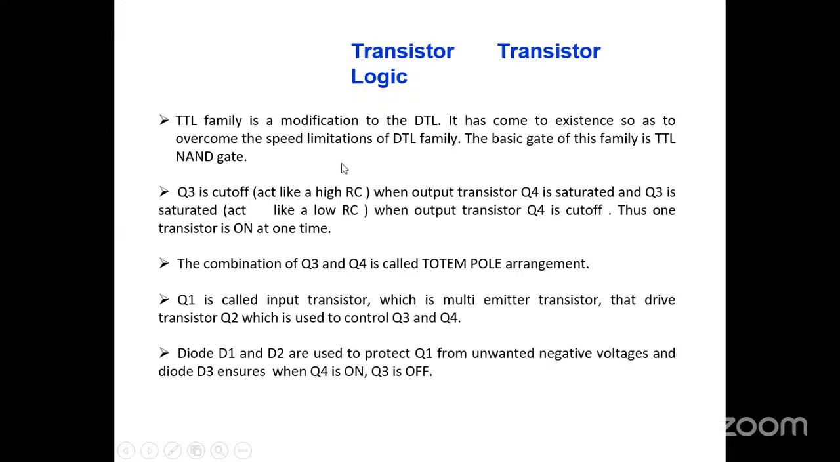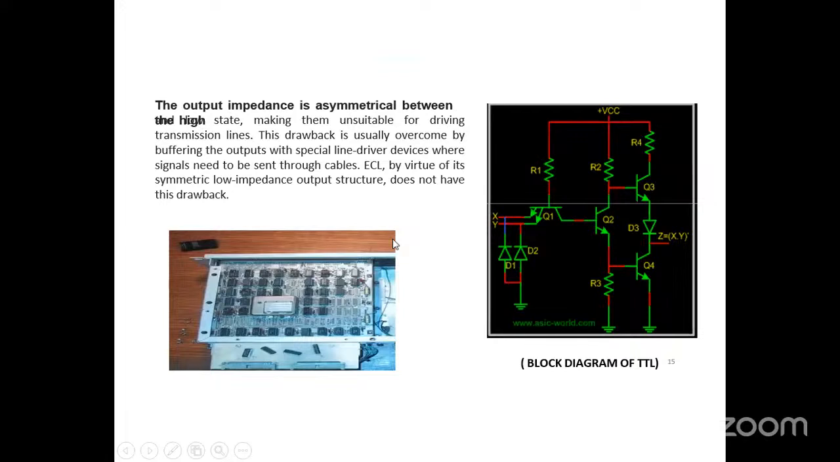Then coming to the transistor transistor logic, the TTL family is a modification of the DTL. It has come into existence so as to overcome the speed limitations of the DTL family. The basic gate of the family is the TTL NAND gate. Q3 is cut off when output Q4 is saturated, and Q3 is saturated when output Q4 is cut off, the transistor Q1 is on. So this is the diagram for this. The TTL diagram is already discussed.